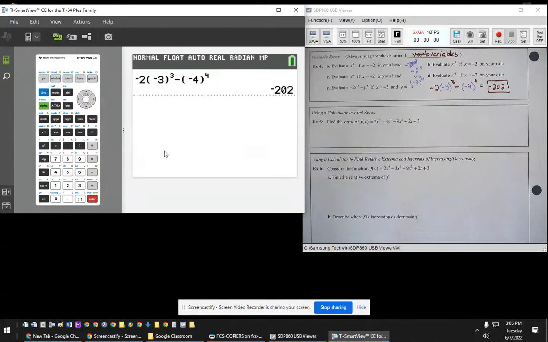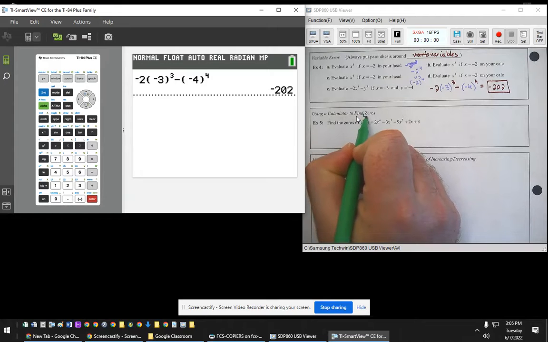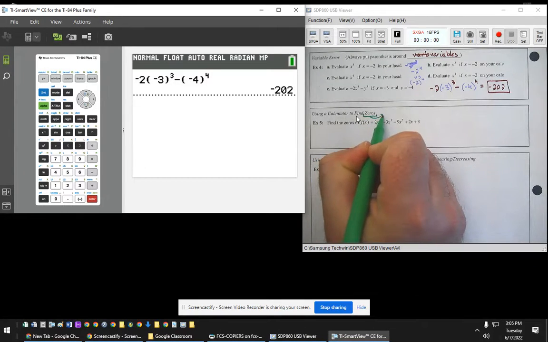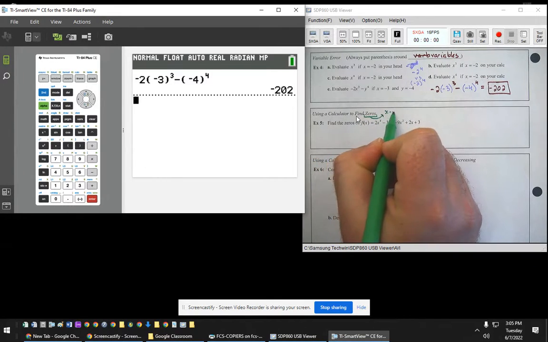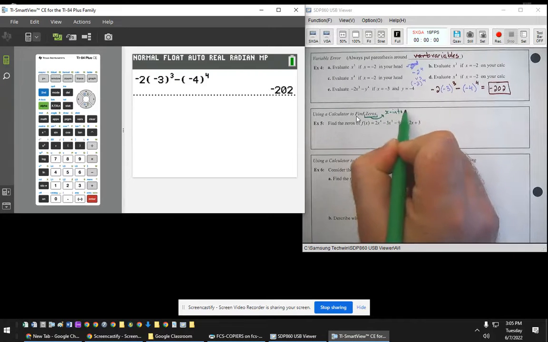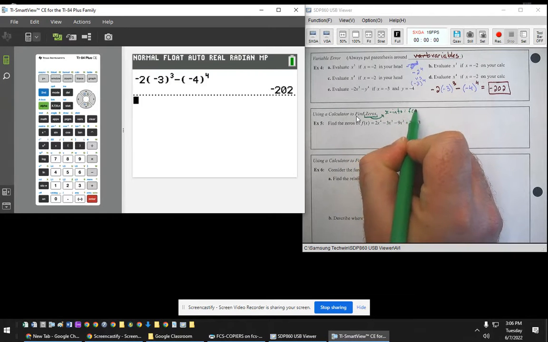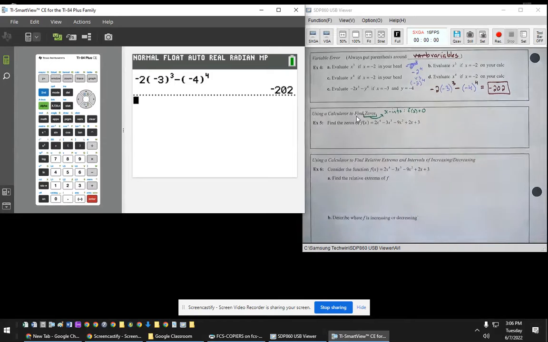All right, using a calculator to find zeros. Let's make a little note to ourselves as a reminder. It's been a while since we've done zeros. Zeros are x-intercepts. It's when the function is at a height of 0. It's when the function values equal 0.